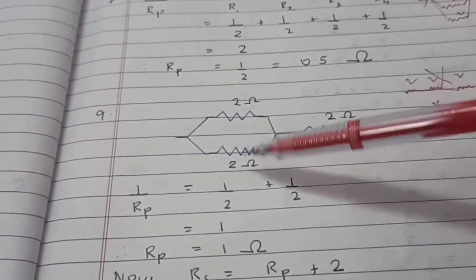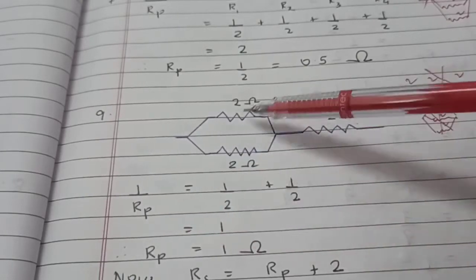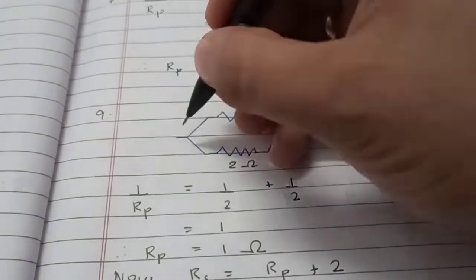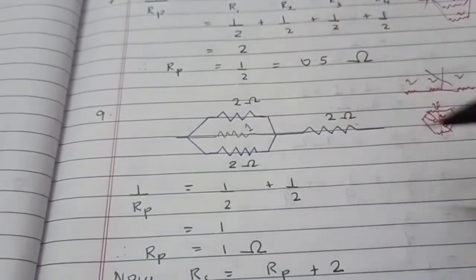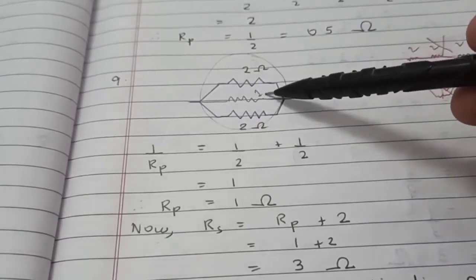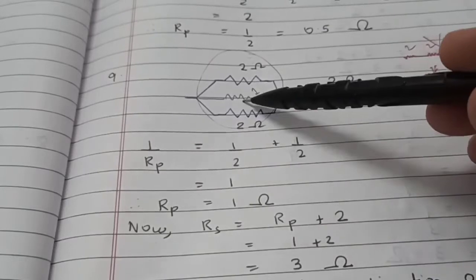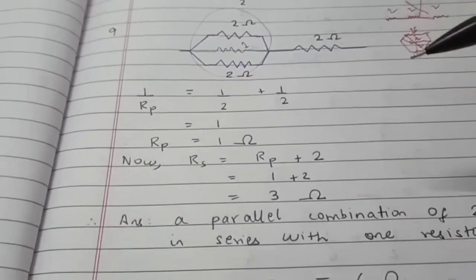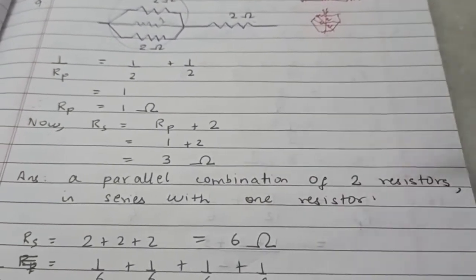So first of all, they are in parallel, so let's calculate their total resistance. 1 upon Rp is half plus half, reciprocal that, we get 1 ohm. So I can substitute this with just a 1 ohm resultant and 2 ohm. So 1 plus 2, now they are in series. This 1 ohm represents this total resistance in parallel. That is the effective resistance here, which is written as Rp out here. Now the Rs, that is the resistance in series, is 1 plus 2, 3 ohms. Perfect, it matches. So the answer is a parallel combination of 2 resistors in series with 1 resistor.